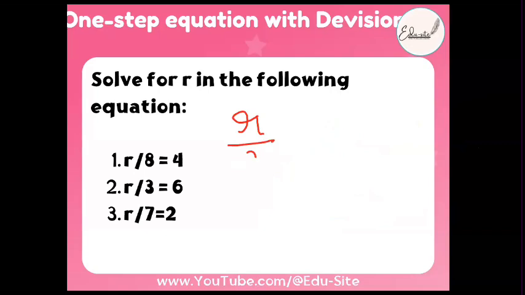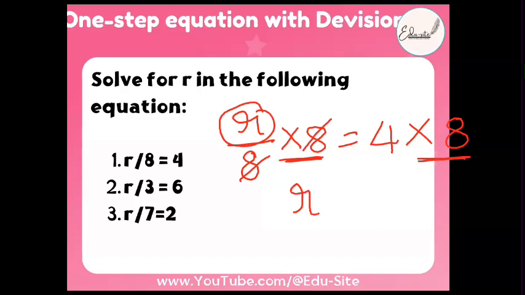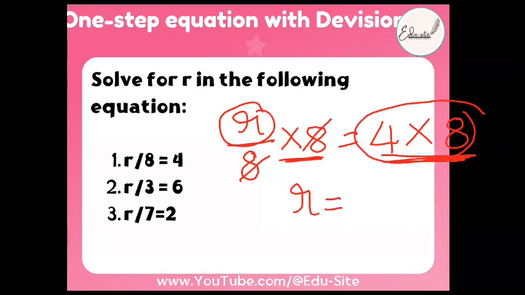Yes, in this example, if you have r by 8, then to remove this 8, how will you remove it? You would times it by 8. Both the left-hand side and right-hand side, you have to times by 8, right? Because you cannot do it on one side only. So 8 and 8 cancel out. What remains, beta, on the left-hand side is r, and on the right-hand side what remains is 8 into 4. What is 8 into 4, Maisha? 8 into 4 is 32. Yes, excellent. So this is your answer.